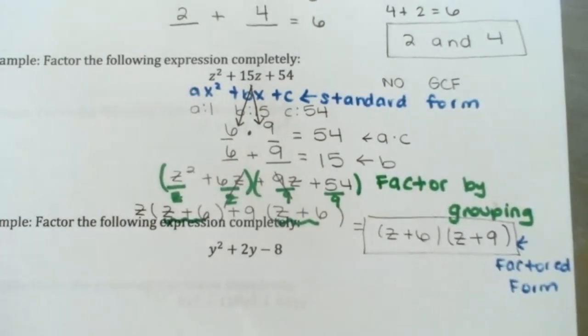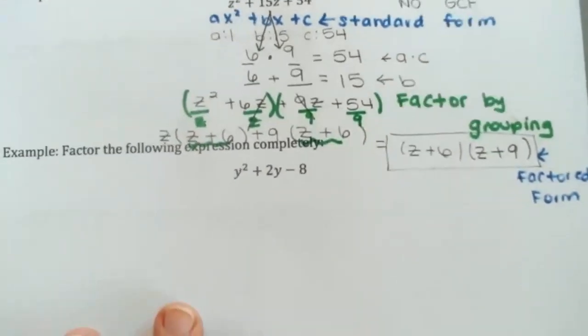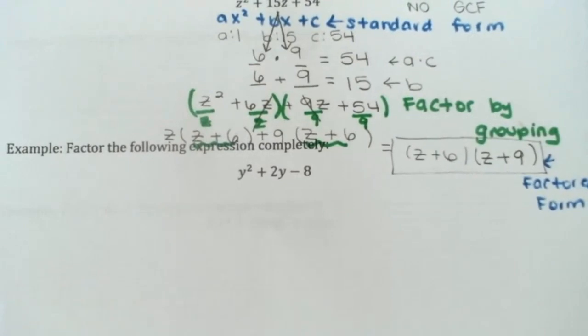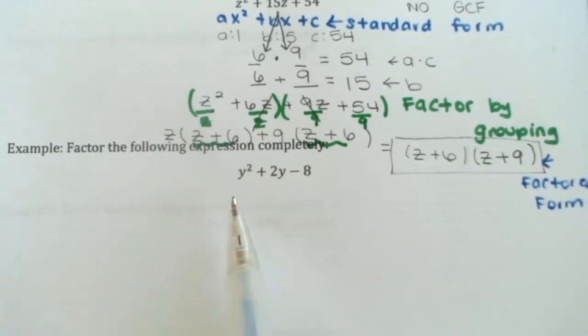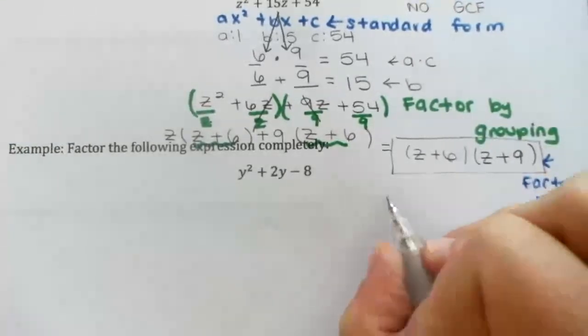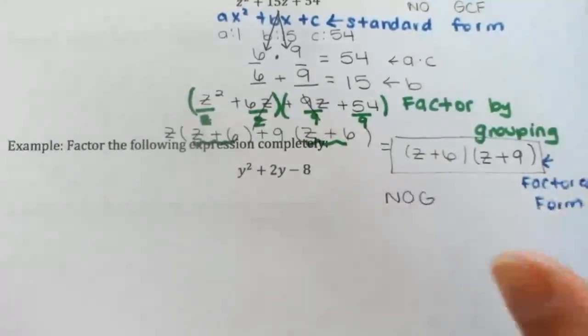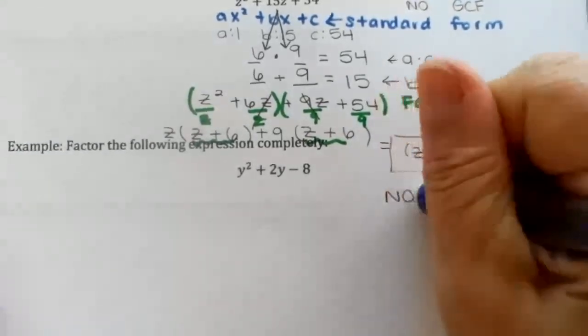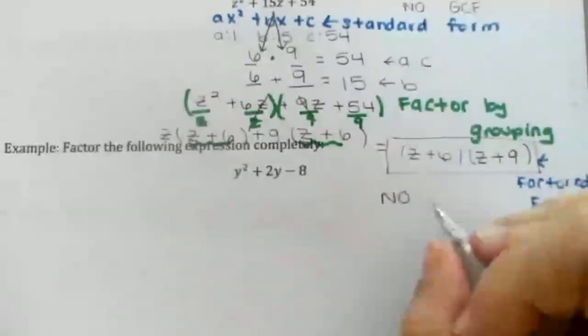All right, so now that you kind of know what to expect, let's roll through this next one. Factor the following expression completely: y squared plus 2y minus 8. Our first step in factoring, no matter what, is GCF, but there's nothing besides positive 1 they have in common, y squared plus 2y minus 8. So there's no GCF that will really help us here. So no GCF to factor out.